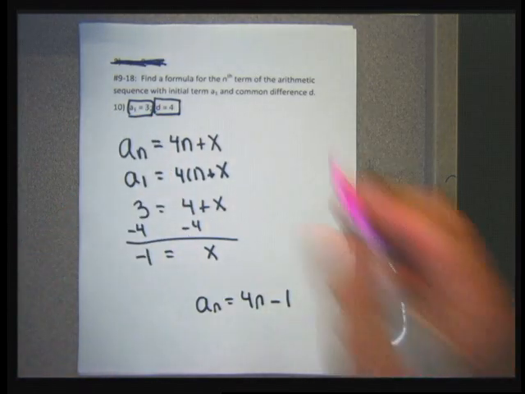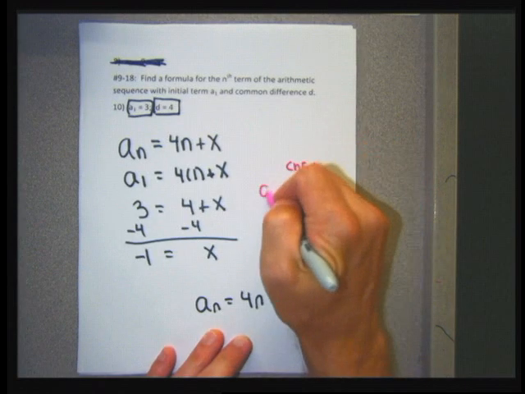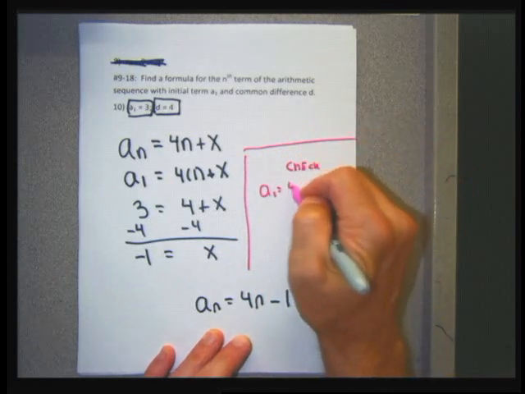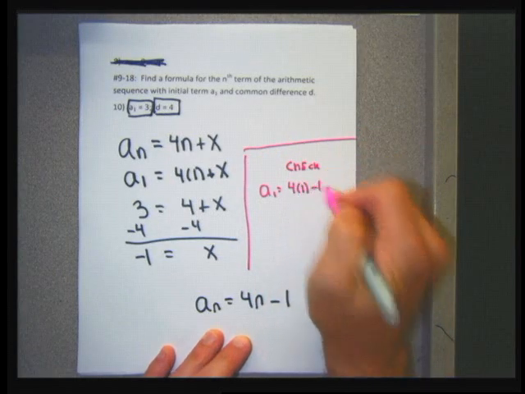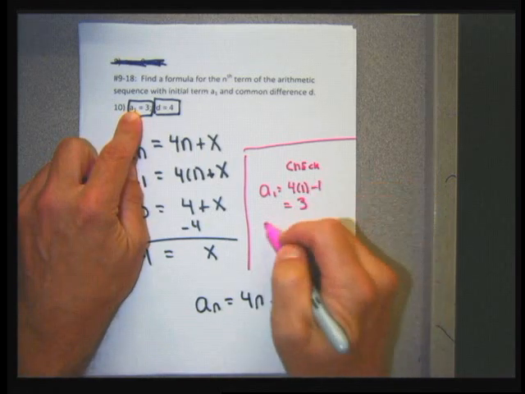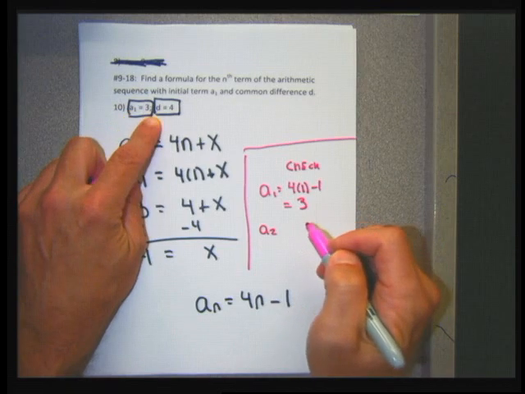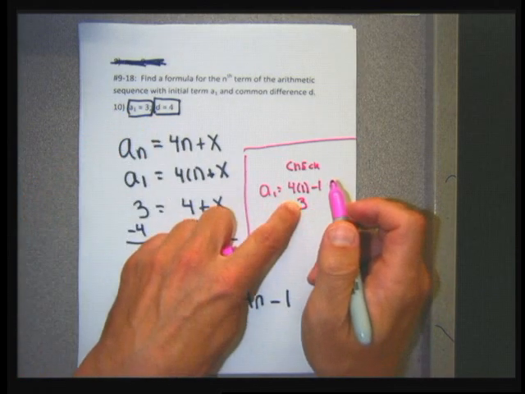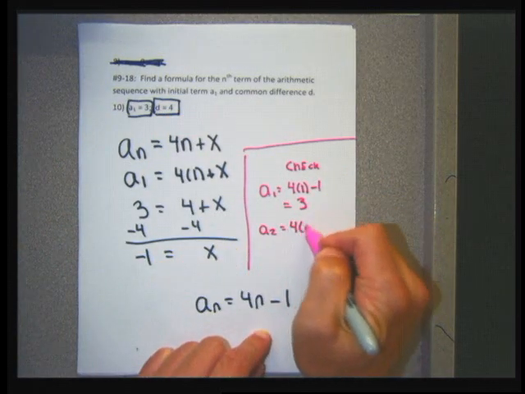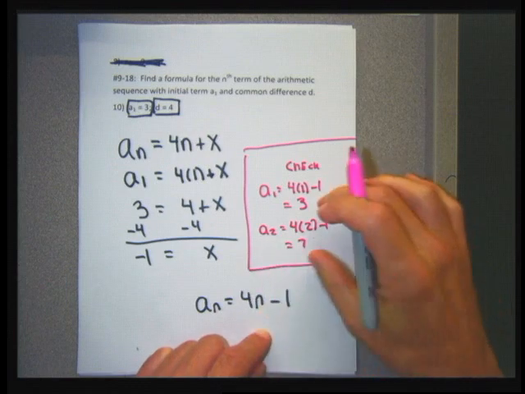This is extra. This is just to check your work. If you want to, you can do a sub 1. This is not necessary, but just to show you that I'm right. If I do a sub 1, I get 4 times 1 minus 1, which is 4 minus 1, which is 3. I needed a1 to be 3. In order for my answer to be correct, a2 has to be 7 because the common difference has to be 4. And it's a positive, so numbers are getting bigger. And this formula, a sub 2, is going to be 4 times 2 minus 1, which is 8 minus 1, which is 7. And this works perfectly.